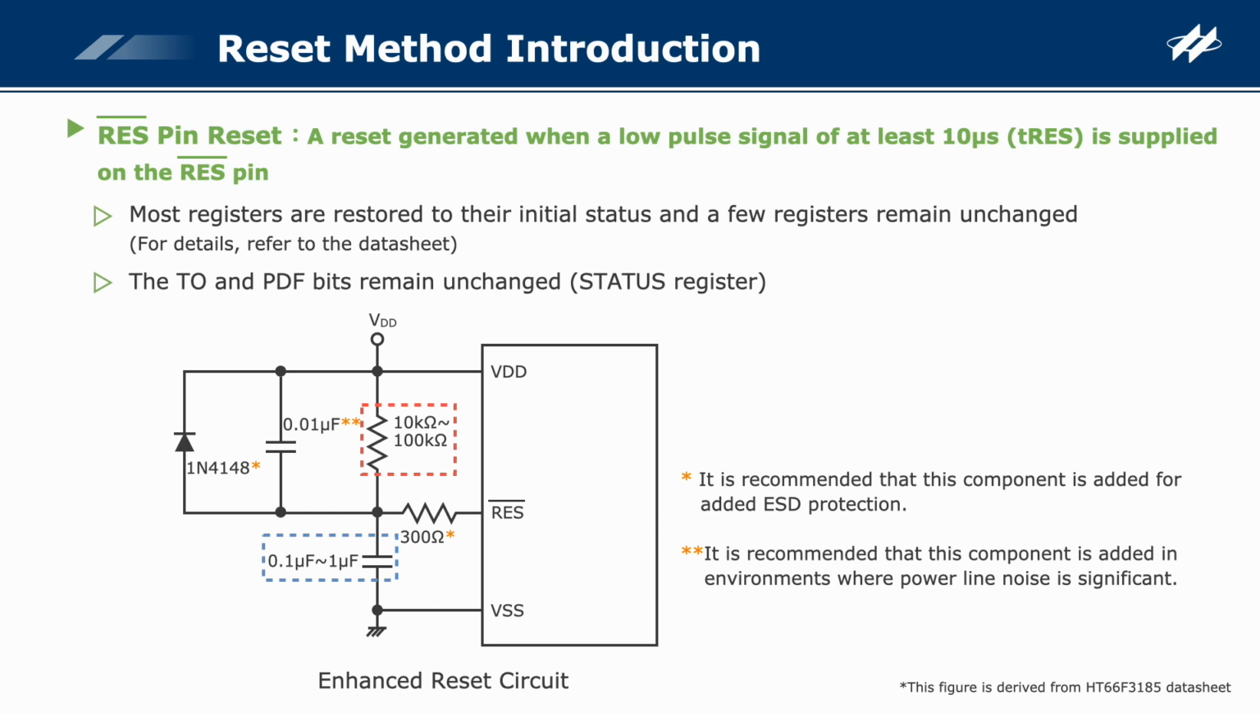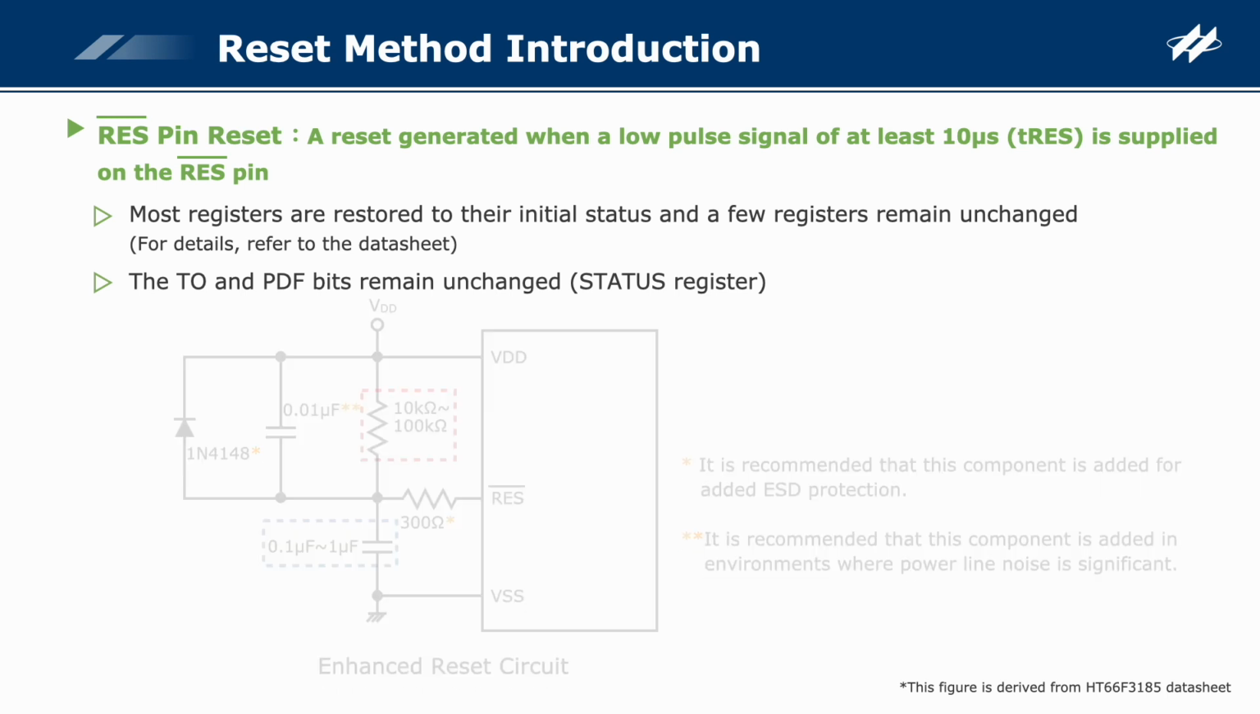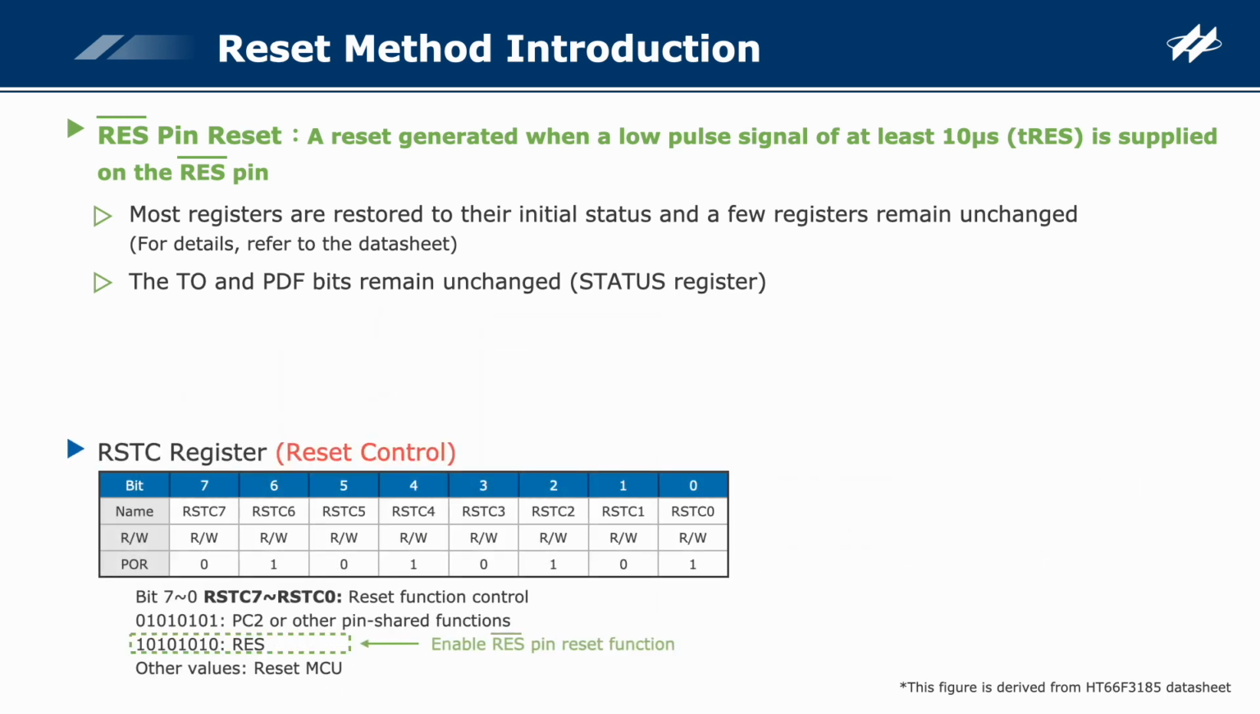The components marked with an asterisk can also be added depending on requirements. Note that any wiring connected to the reset pin should be kept as short as possible to minimize any stray noise interference. In addition, the RSTC register should be set to 10101010 to enable the reset pin reset function.